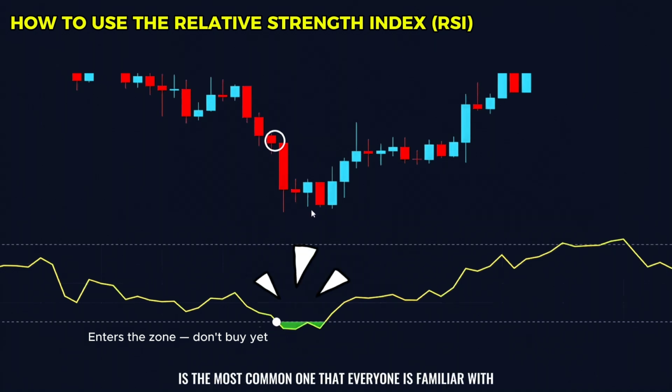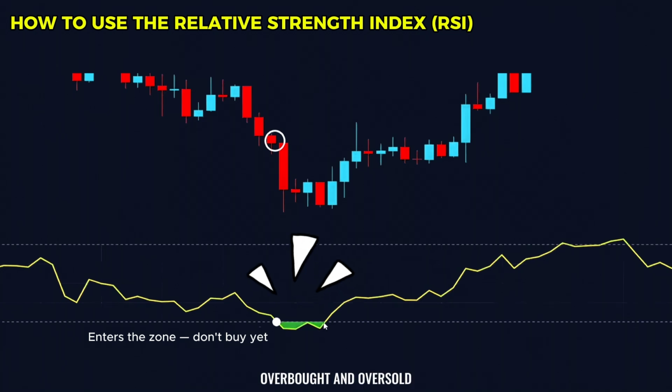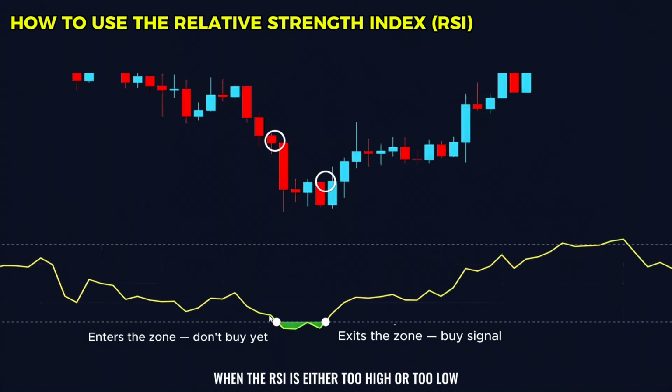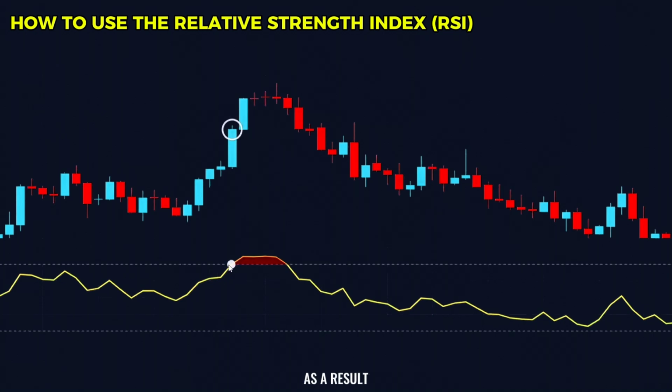Technique number one is the most common one that everyone is familiar with, overbought and oversold. The overbought and oversold zones simply refer to periods when the RSI is either too high or too low. For example, in this area, the RSI falls below 30. This means the market has become oversold. As a result, the price has a chance to reverse from a downtrend into an uptrend. This is where we look for a buying opportunity.